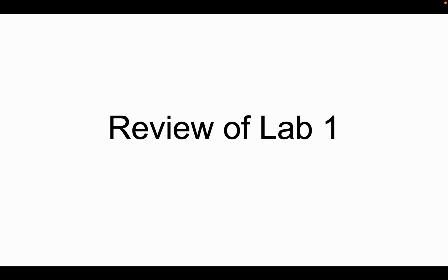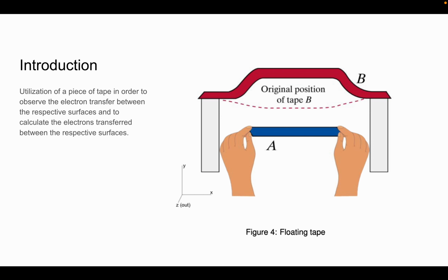So, reviewing what Lab 1 was. Introduction: we utilized a piece of tape in order to observe and calculate the electron transfer between the respective surfaces. To the right is the diagram of the experiment. I'm not going to go too far in depth because this was last week's lab and I want to cover Lab 2 more in the 5 minutes that I have here.